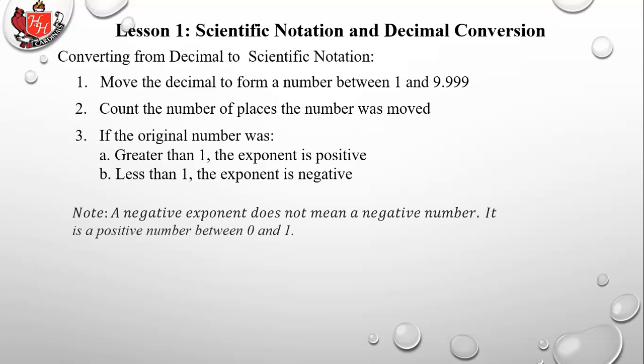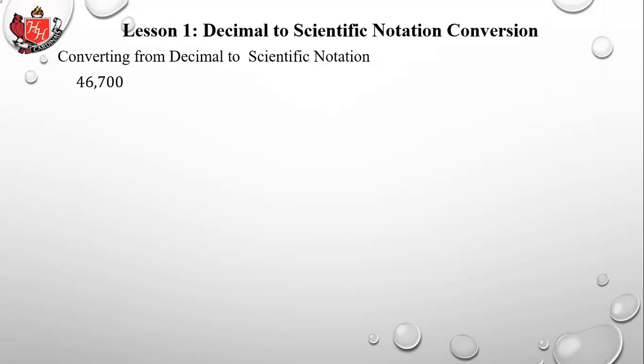So let's just see some examples here. By the way, note a negative exponent does not mean a negative number. It is a positive number between 0 and 1. If it's a negative number, it'll have a negative sign out in front of the entire number. I'll show you that in a sec.